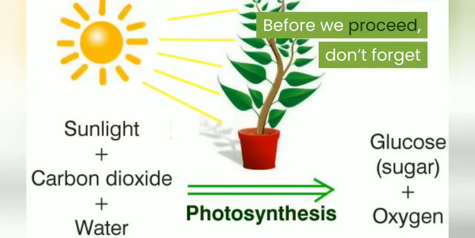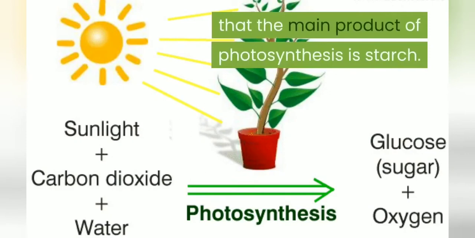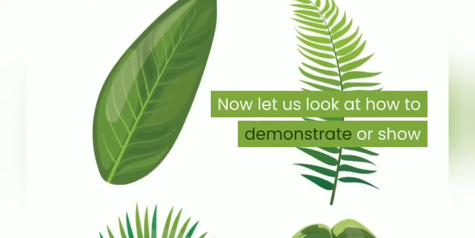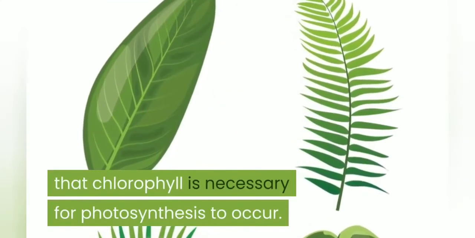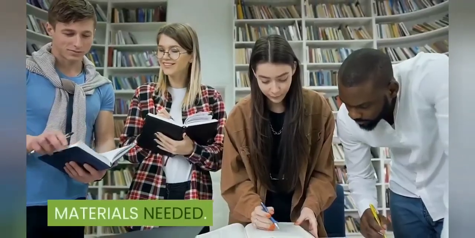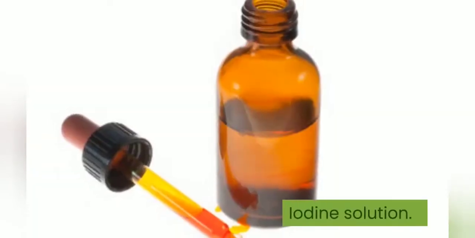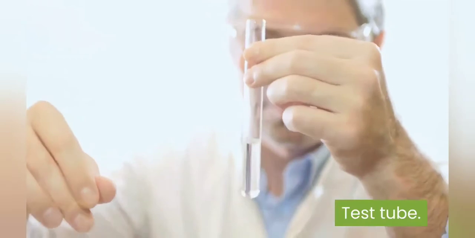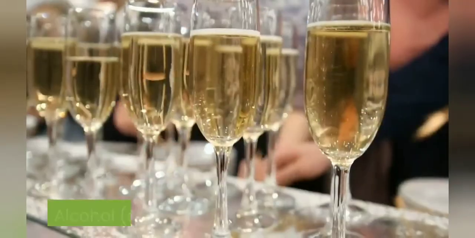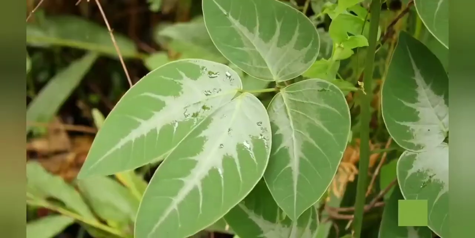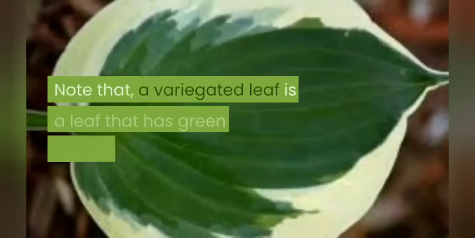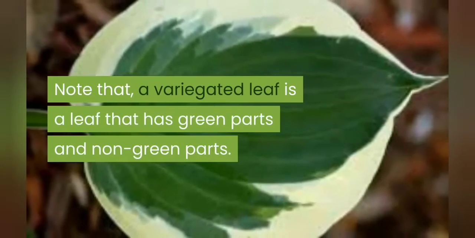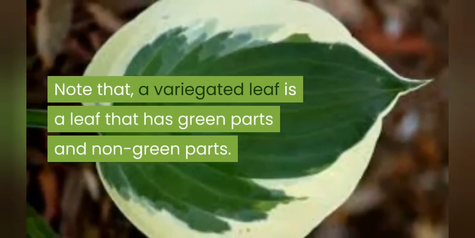Before we proceed, don't forget that the main product of photosynthesis is starch. Now let us look at how to demonstrate that chlorophyll is necessary for photosynthesis to occur. Materials needed: iodine solution, test tube, water, alcohol or ethanol, a variegated leaf, source of heat. Note that a variegated leaf is a leaf that has green parts and non-green parts.